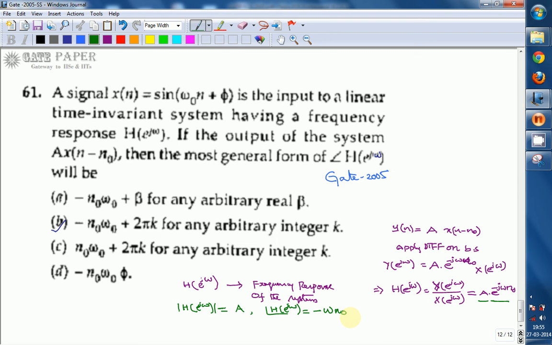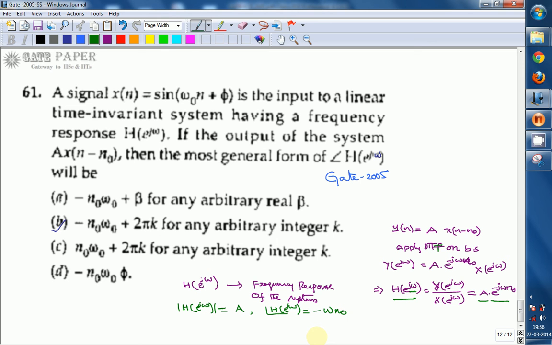We know that this frequency response of the system is nothing but the Fourier transform of the impulse response of the system. Then we know that by applying the Fourier transform to the impulse response of the system, the frequency omega is always periodic with a period of 2 pi, and the magnitude and phase also become periodic with a period of 2 pi.